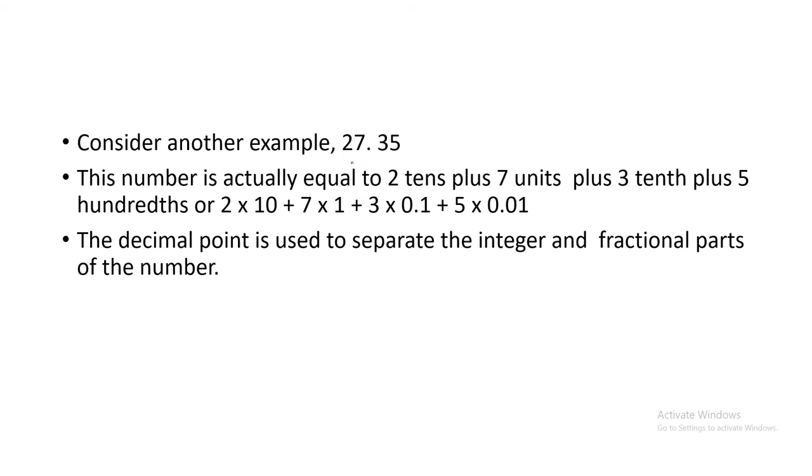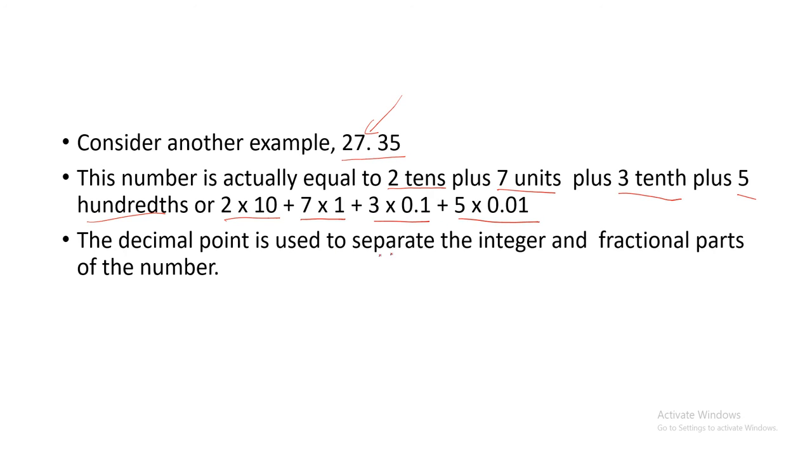Consider another example. Suppose there is a decimal point between the digits. Let's consider 27.35. It is equal to 2 tens, 7 units, 3 tenths, that is 3 divided by 10, and in the same way 5 hundredths, that is 5 divided by 100. Which is equivalent to 2 into 10 plus 7 into 1 plus 3 into 0.1 plus 5 into 0.01.